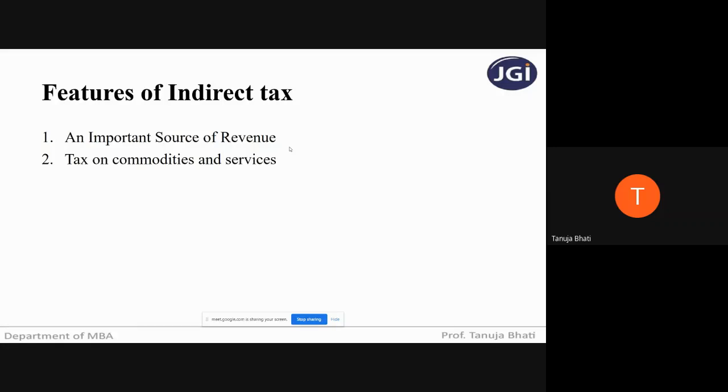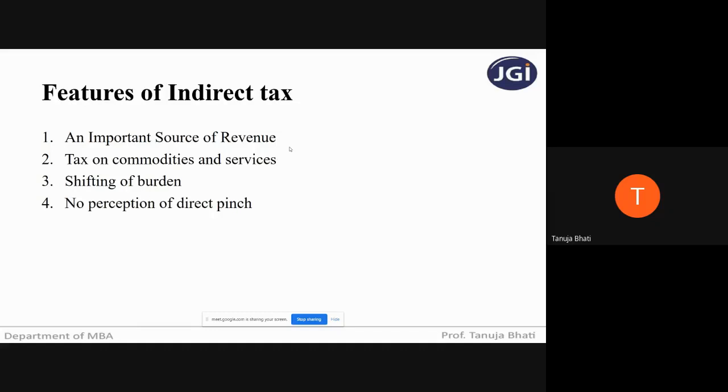So indirect tax is levied only on goods and services. Next, shifting of burden. As we know, the burden of tax is shifted to the ultimate consumer and not to the dealer who is actually dealing in the goods or services. So here in indirect tax, the burden is always on the ultimate consumer and not on the dealer who is making the payment. So there is a shifting of burden.